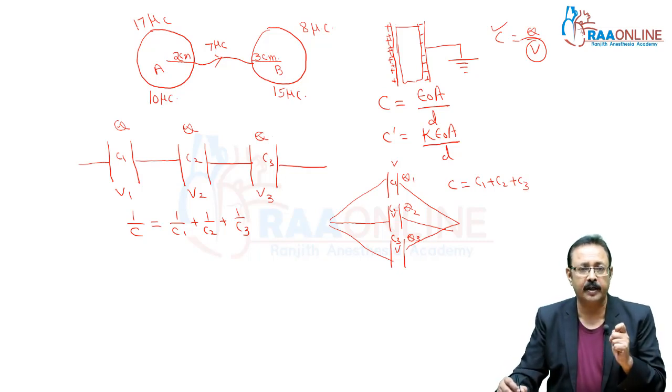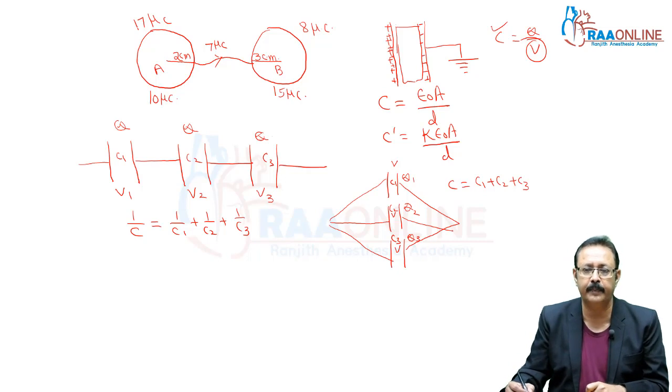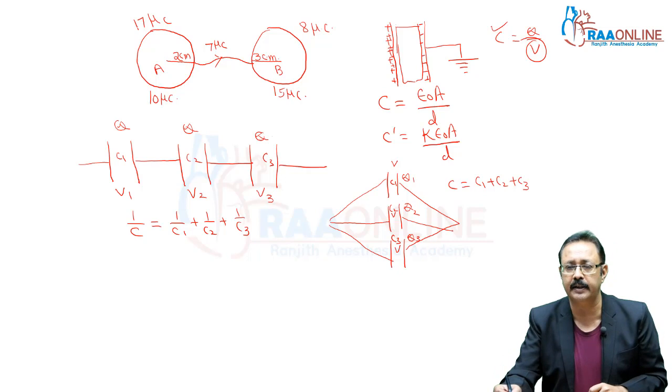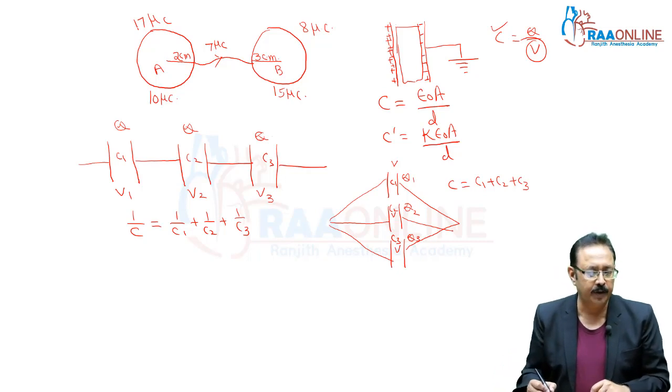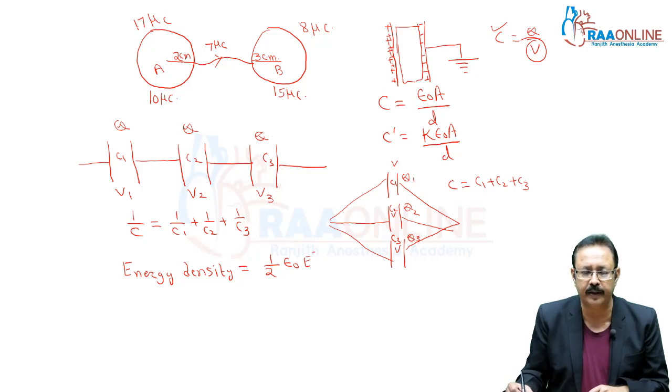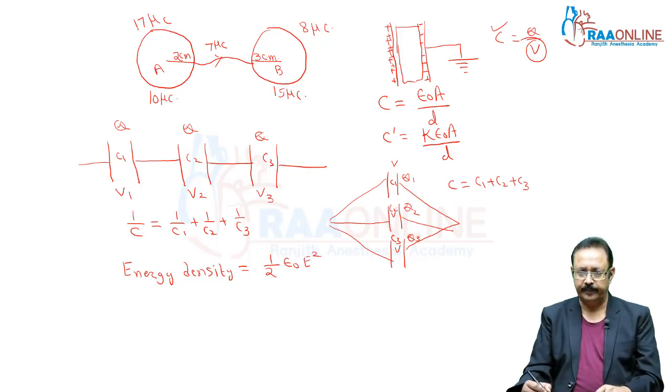In the process of charging a capacitor, what is happening? Energy is stored between the plates in this electric field, and you can calculate energy per unit volume. That is important for competitive purposes. It is known as energy density. If you know the electric field, you can write it as 1/2 epsilon naught E square. It is energy density.